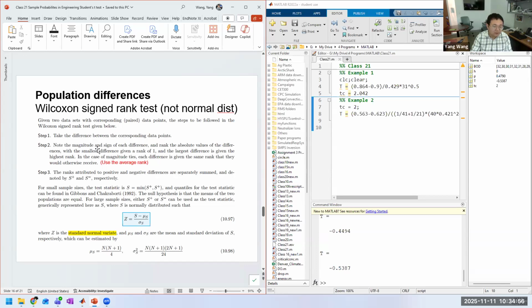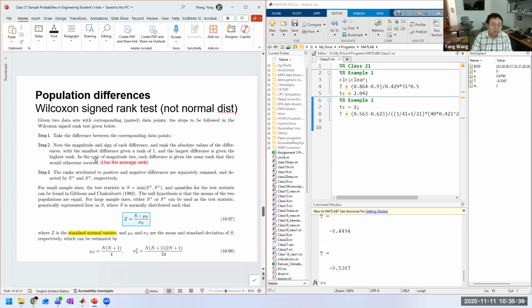And then we note the magnitude and sign of each difference and rank the absolute values of the differences. So basically, you could be taking the difference. Let's say one location is always higher than the other one. Then you could be having the difference of 2, 3, 1, 4, 9, 10, and all of these different concentrations. But sometimes it could be minus, right? -5, -4. And then we take the absolute value of all of these differences, and rank them from the smallest to the largest, with the smallest difference giving the rank of 1, the largest difference giving the highest rank.